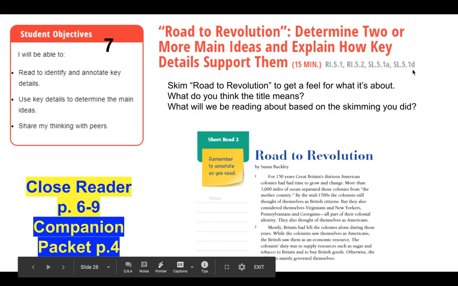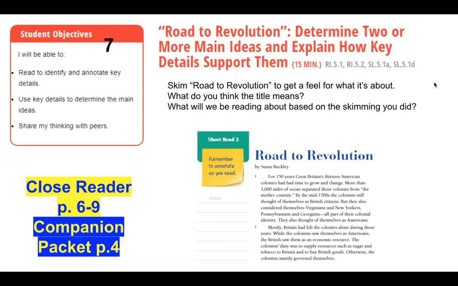Okay, we're going to move on to another section, another text called Road to Revolution. And we are once again going to determine 2 or more main ideas and explain how the key details support them. So you are going to start by skimming Road to Revolution, which is on pages 6 through 9, and think about what you think the title means and what we will be reading about based on when you skim it. And you'll also need your companion packet or your yellow packet on page 4 today.